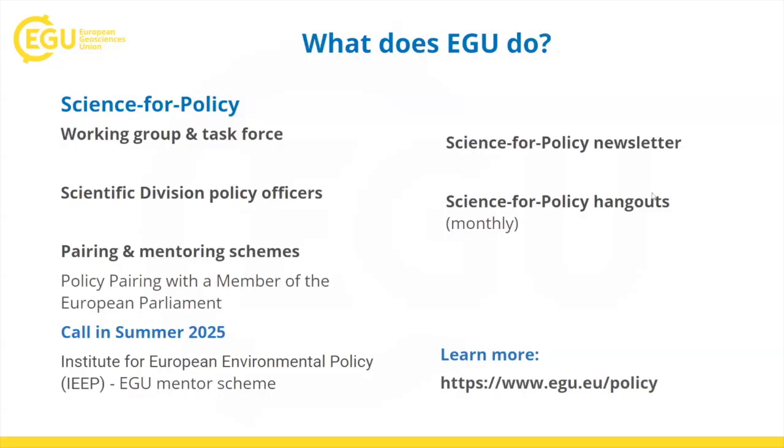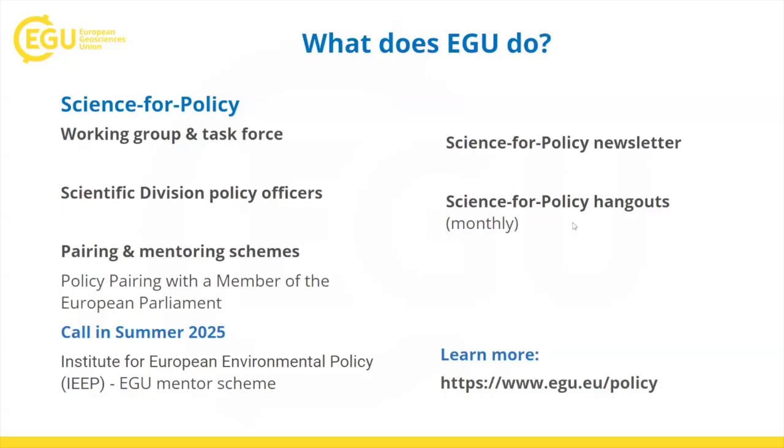There are a few ways to get involved. We do a science and policy newsletter, which is monthly. So if you're interested in these opportunities, give it a follow. You can find that on the EGU.eu website. We also do monthly virtual hangouts as well, except for April, which is the General Assembly period.